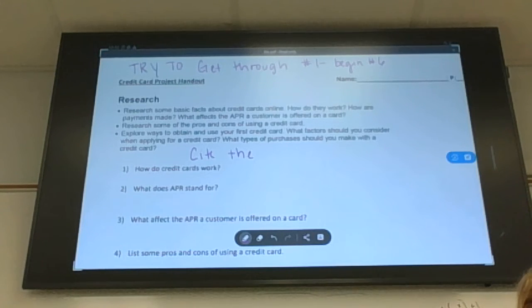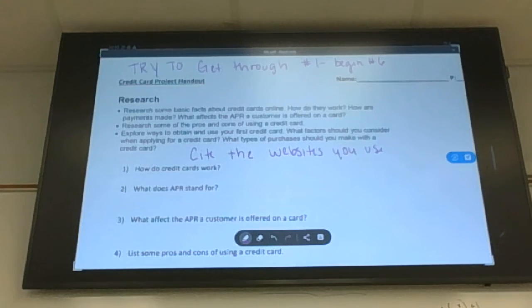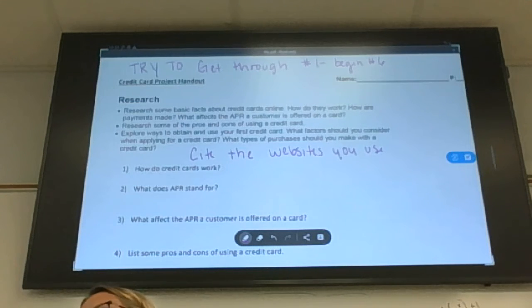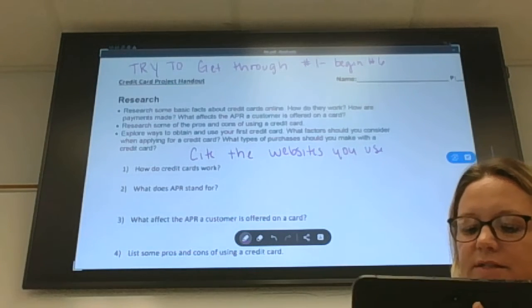Yes, that's your handout. You need to cite the websites you use at the end of class. Okay, you're using class today. Otherwise it's like a 0 test grade. It's 100 points, so you don't come back from it. Cite the websites you use.